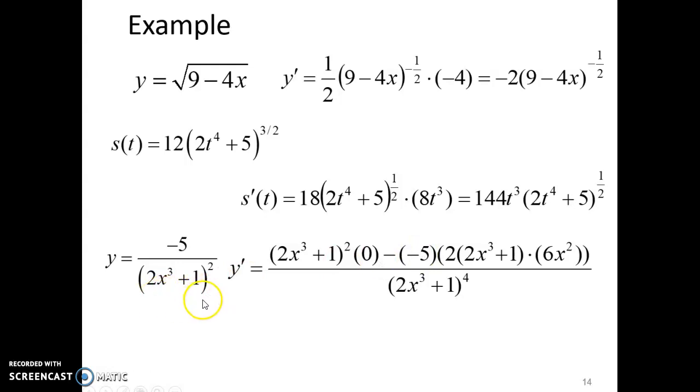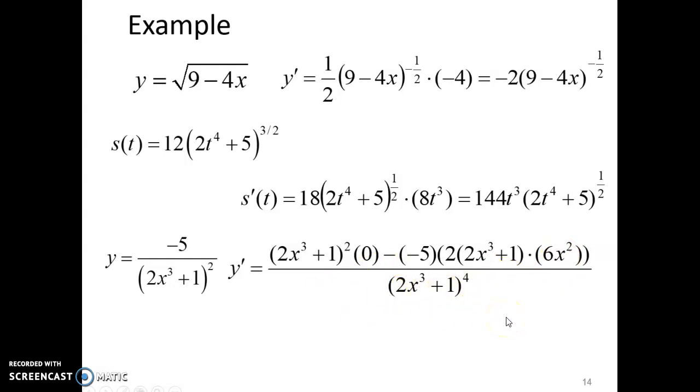Now I'm using the chain rule here because it's a function inside a function. It's a cubic inside a quadratic. I'm going to bring the 2 to the front, leave the inside function, subtract 1 from the exponent. Then multiply by the derivative of the inside function. And then all over the denominator squared.